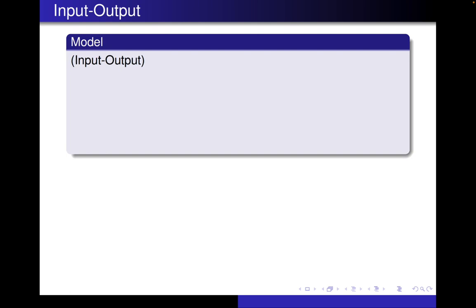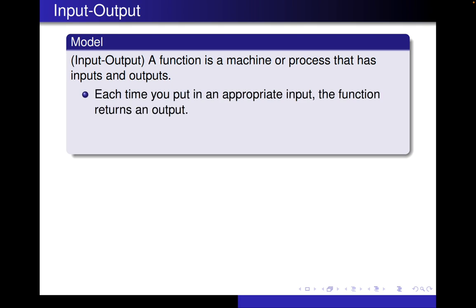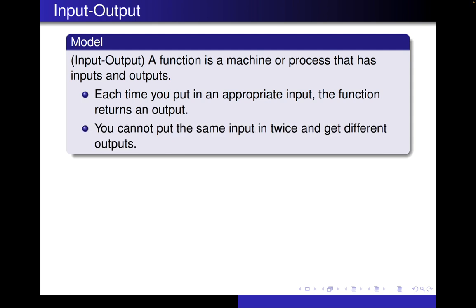And this one you're almost certainly familiar with. It's called the input-output model. And so we can think of a function as a machine or a process that has inputs and outputs. And what happens is each time you put an appropriate input into the function, the machine or the process, the function returns some kind of output.